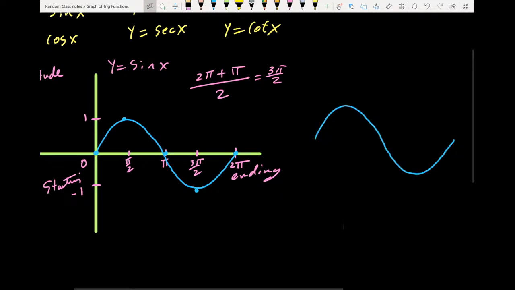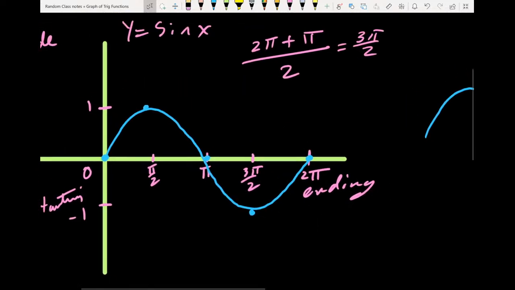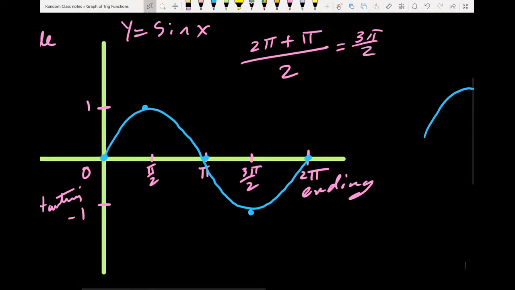All right. Now, let's look at cosine. Can I erase the sine part?